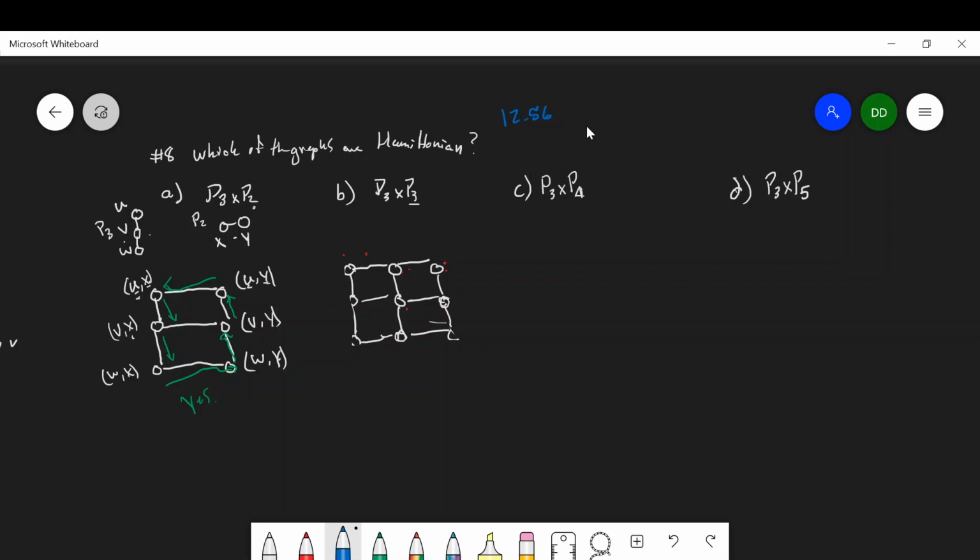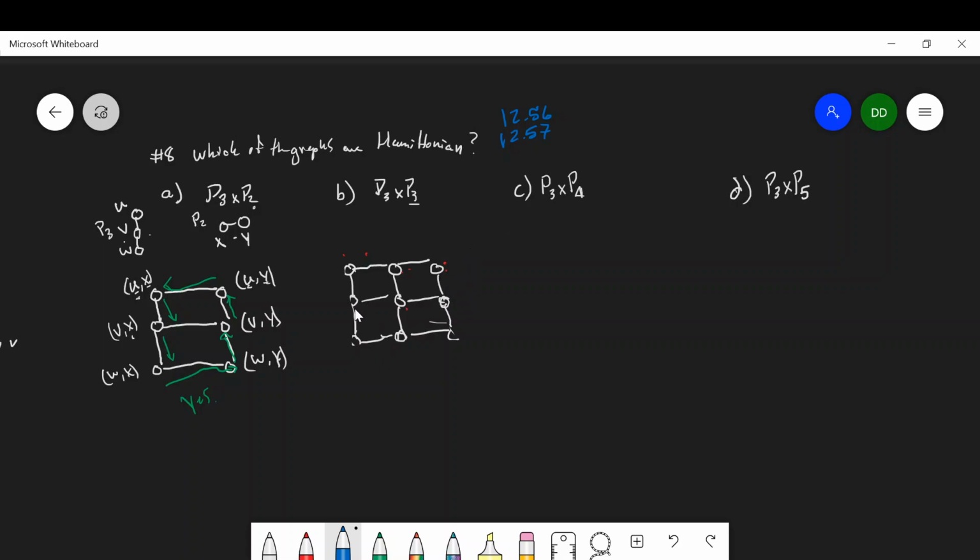Again, what it says is if the number of components in G minus S, so I remove some set of vertices S, if there's more components in that, then the graph is not Hamiltonian. So I'm using the contrapositive. Actually, I'm really looking at theorem 12.57, the contrapositive of theorem 12.56. If the number of components in G minus S is more than the number of vertices I removed, so the number of vertices in S, then it's not Hamiltonian.